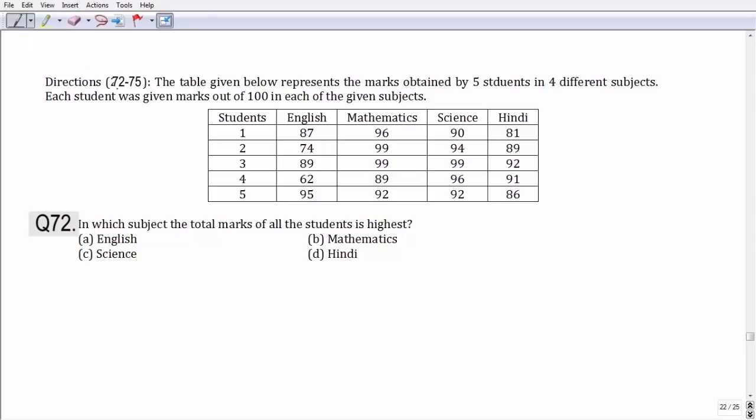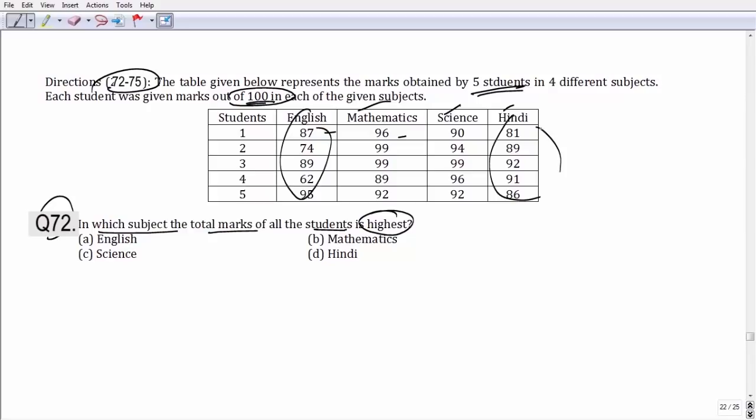Now in these four questions from 22 to 25, we are talking about 5 students who have scored certain marks in 4 different subjects, along with the information that the total marks are 100. Now our first question 22, it says that in which subject the total marks of all the students is the highest. Now clearly English and Hindi cannot be the two which will compete for the first 2 spots.